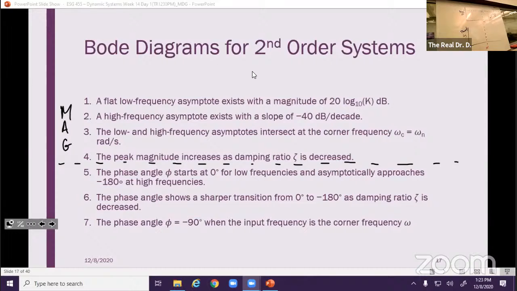These are all my magnitude rules, and these are all my phase rules, 5, 6, and 7. What's the deal with phase? Phase goes from 0 to minus 180.